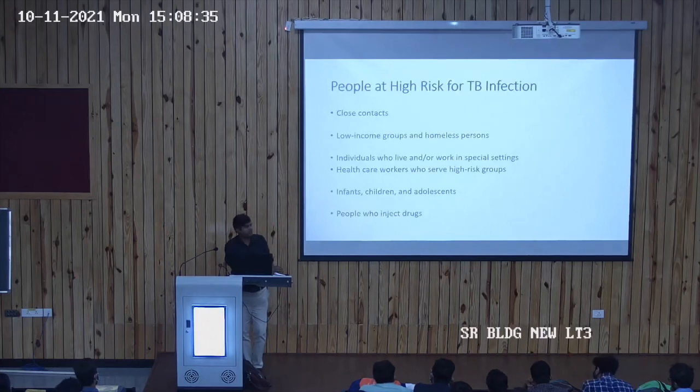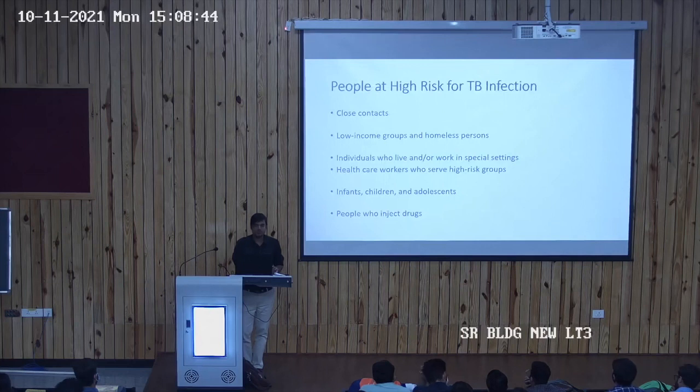Who are the people at high risk for tuberculosis infection? The close contact of an index patient, low income groups and homeless persons, individuals who live and or work in special settings, healthcare workers who serve high risk groups, infants, children and adolescents, and people who inject drugs.